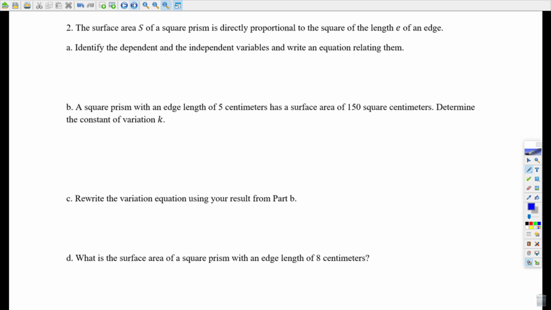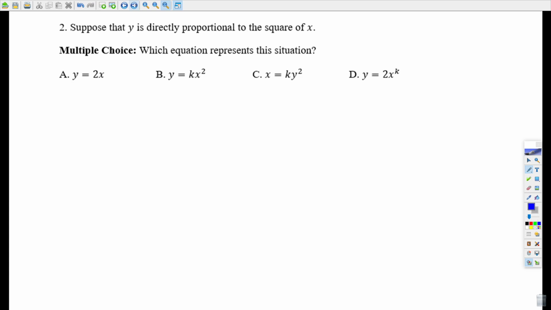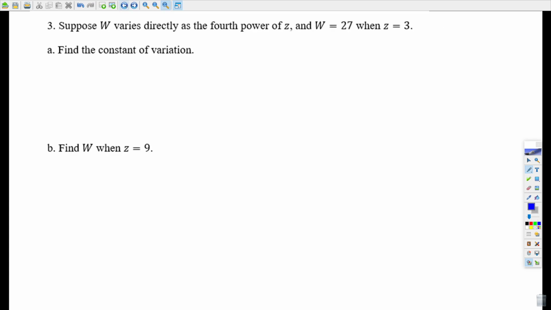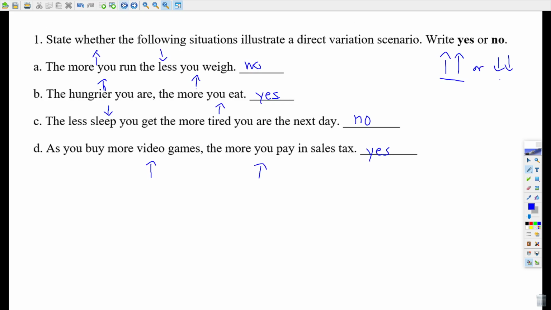Okay, so the rest of it you should finish. The huddle and the mastery. There's only a couple problems left. Hopefully that wasn't too bad. And hopefully you understand this as well. Being able to create your own or understand when you have direct variation or not. And so that will do it all. That'll be it for 2.1.